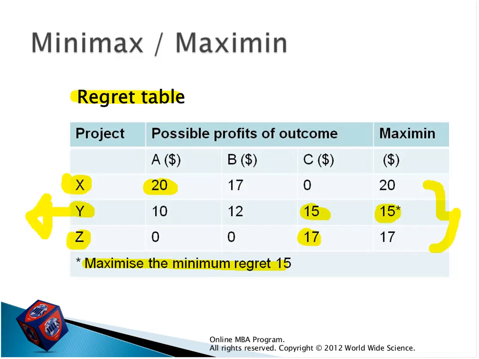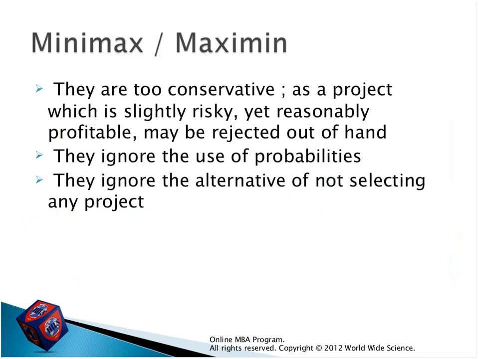So, because of this regret table, we identify the worst possible profit from the project. That means we can maximize our minimum regret, which means we can maximize our minimum profits from the project. That's all about the Maximin.